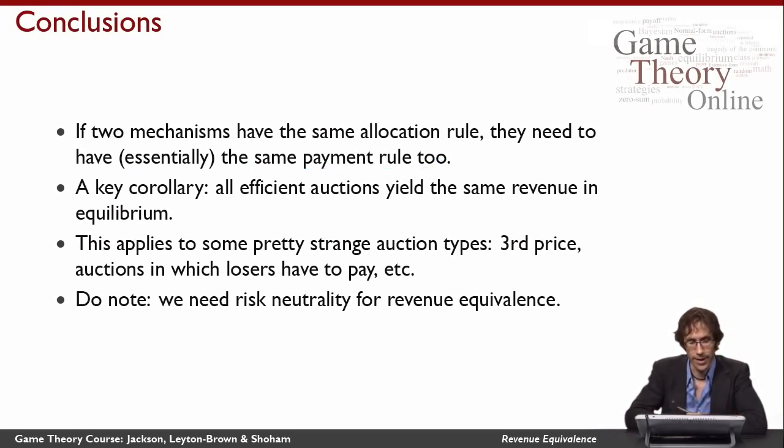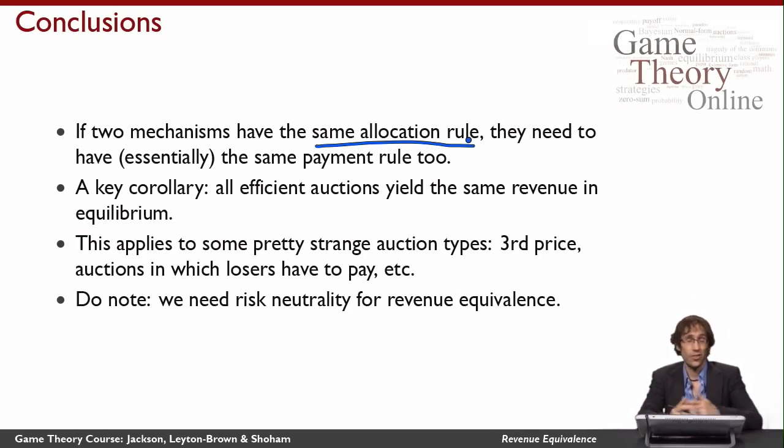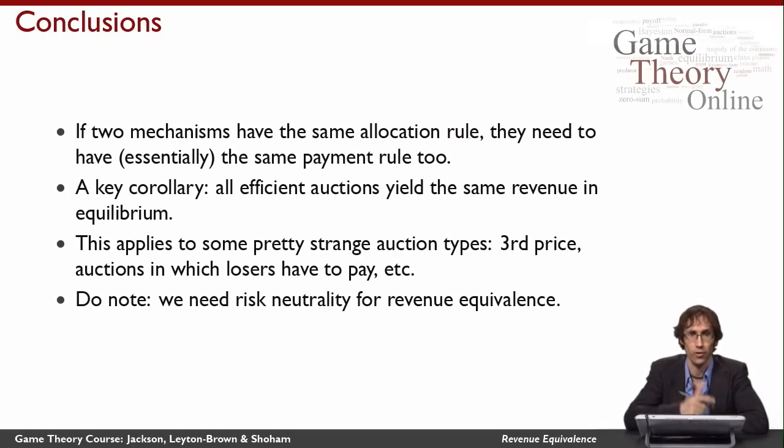A key corollary is that all efficient auctions yield the same revenue in equilibrium. Because after all, efficiency is just one allocation rule, right? Efficiency means the agent with the highest valuation always gets the good. That's an example of a restriction of what the allocation rule needs to be. It turns out most of the auctions we care about are efficient. And so for all of these efficient auctions, there's actually nothing we can do to change the amount of revenue that we get in equilibrium by changing the auction within efficient auctions.